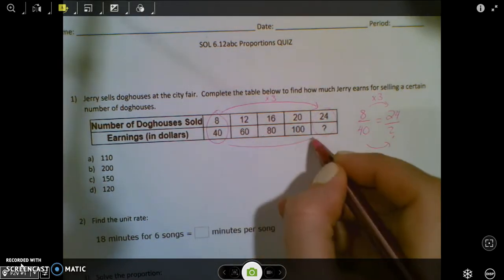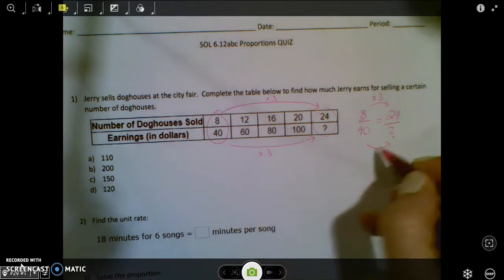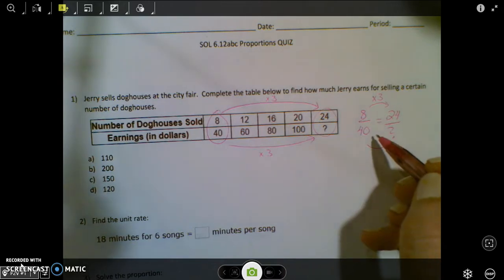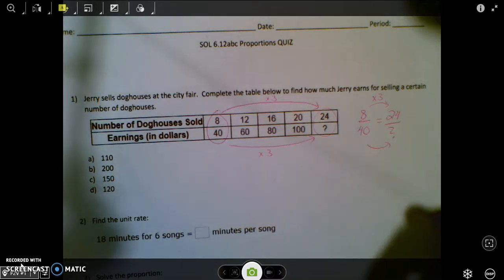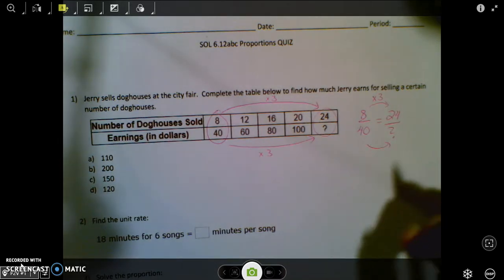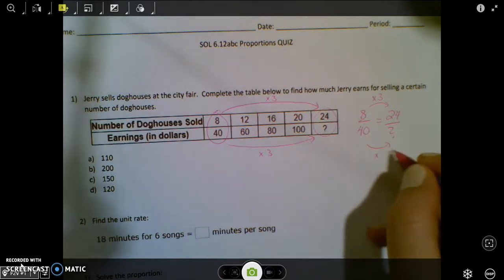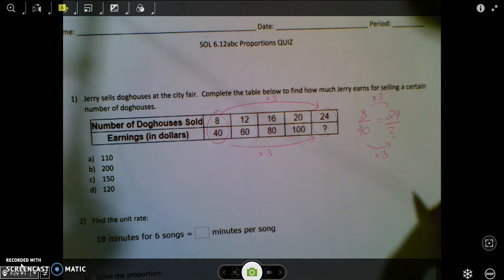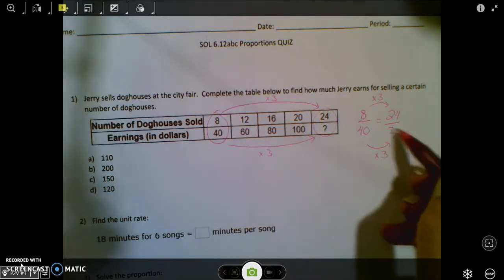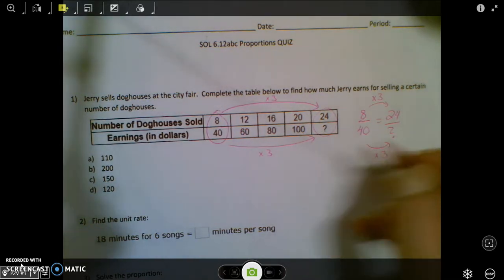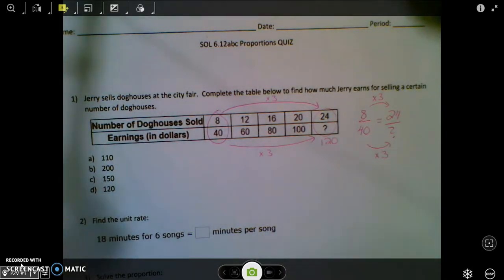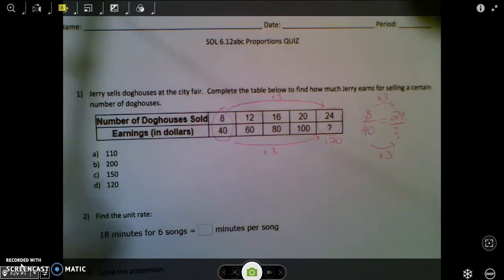I'm going to do the same thing for my denominator then, because if this is equal, then if I do one thing to the numerator, I have to do the same thing to the denominator, going back again to equivalent ratios. So I multiply 40 times 3, and you can do this by hand or with your calculator. That means that this number right here is going to be 40 times 3, which is 120.